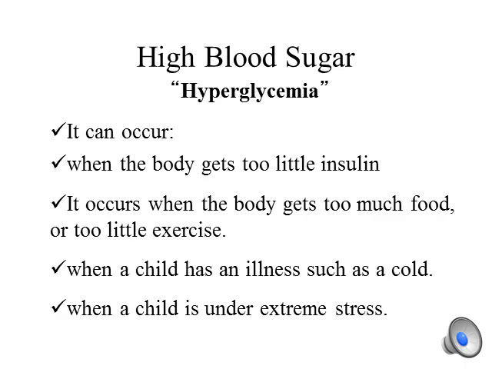Diabetes emergencies. High blood sugar, hyperglycemia. It can occur when the body gets too little insulin. It occurs when the body gets too much food or too little exercise. It can occur when a child has an illness such as a cold, or when a child is under extreme stress.